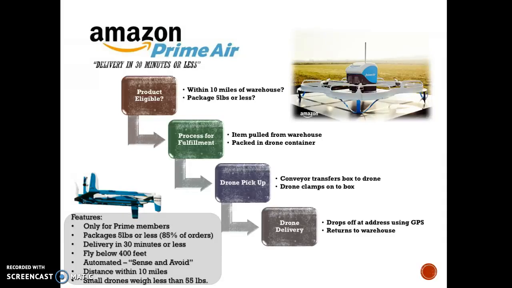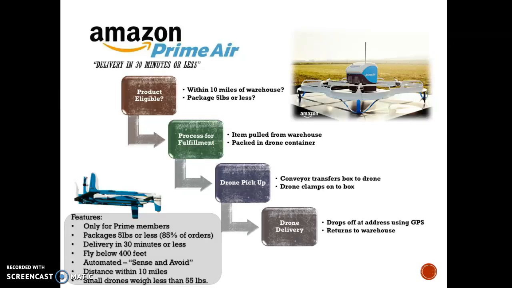Now that you understand why Amazon is pursuing drone delivery, here is what their program is set to look like. Amazon is currently scoping drone delivery only for Prime members that live within 10 miles of a warehouse and have packages that weigh 5 pounds or less. Amazon estimates that 85% of orders meet the weight limit. The drones fly below 400 feet and are automated with Sense and Avoid technology, which is proprietary to Amazon. This means that they will not have a human piloting them, but will have safety measures in place so that they don't hit things.